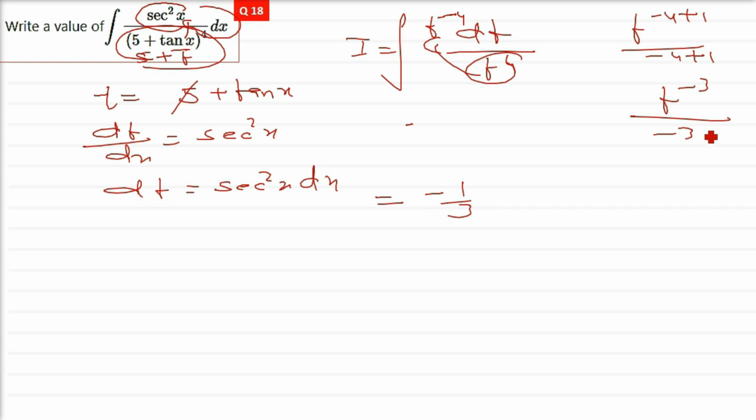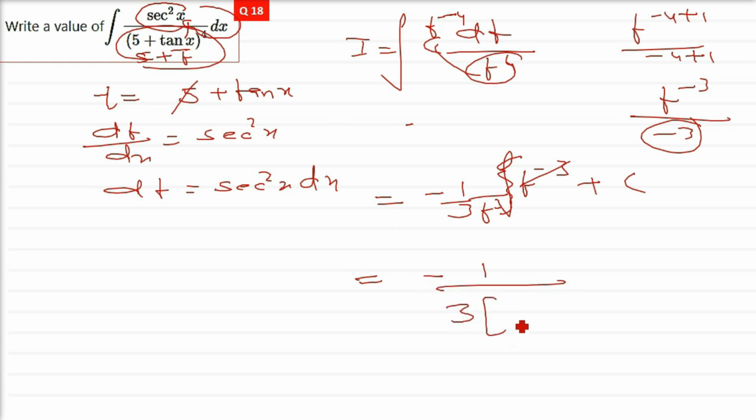Minus 1 by 3 can be taken out. This t to the power negative 3 can be taken in the denominator with a positive power 3. So this will be negative 1 by 3 t to the power 3 in the denominator. So let me write it like this: negative 1 by 3 t cubed. T was taken as 5 plus tan x. So it will be just 5 plus tan x in this case, raised to the power 3, because it was t cubed, plus a constant of integration. So this is the final result.